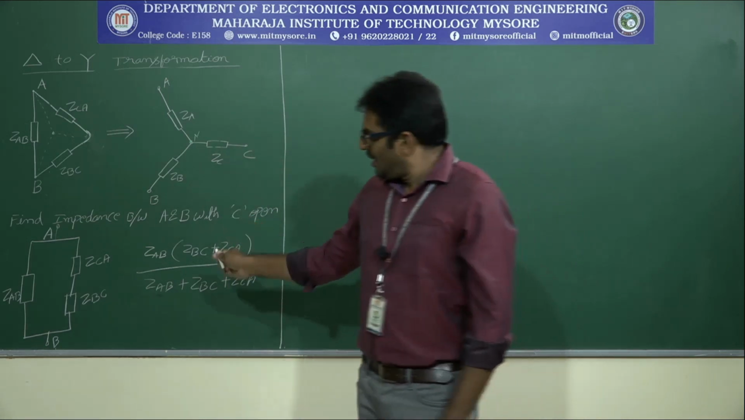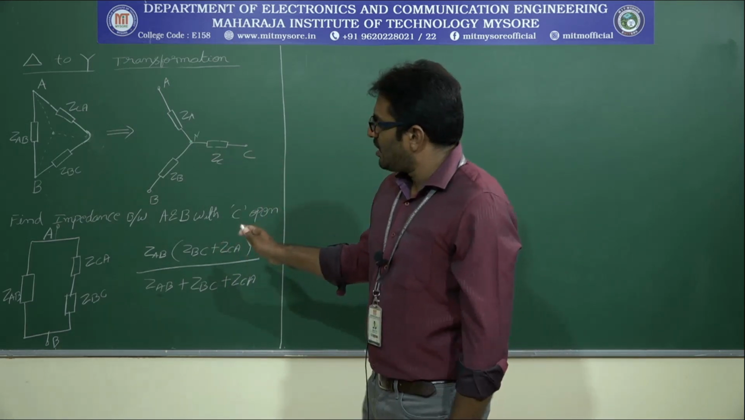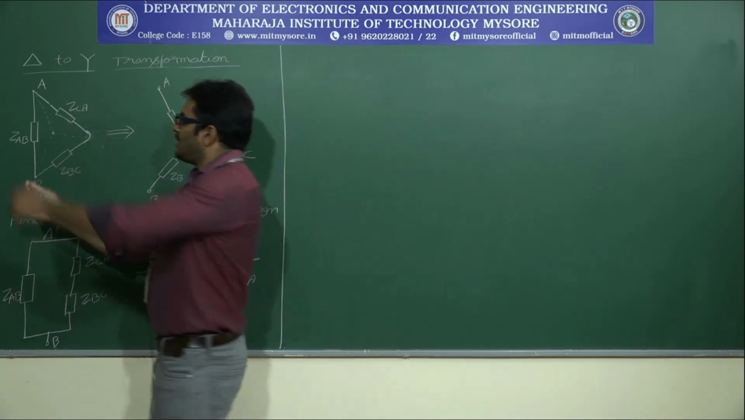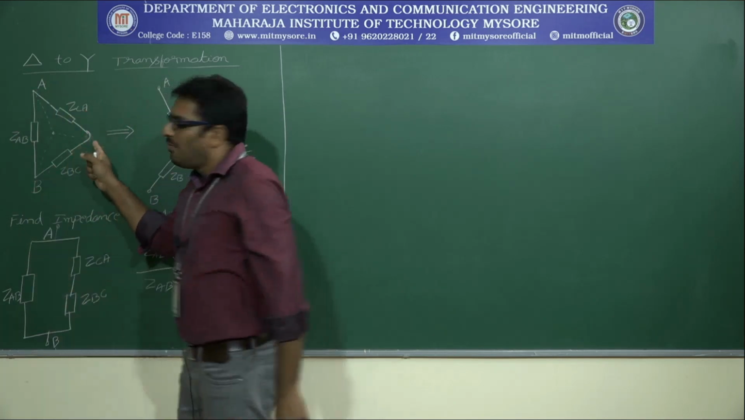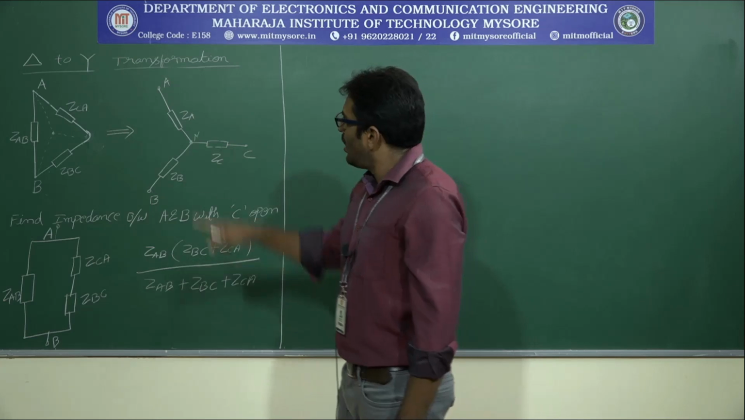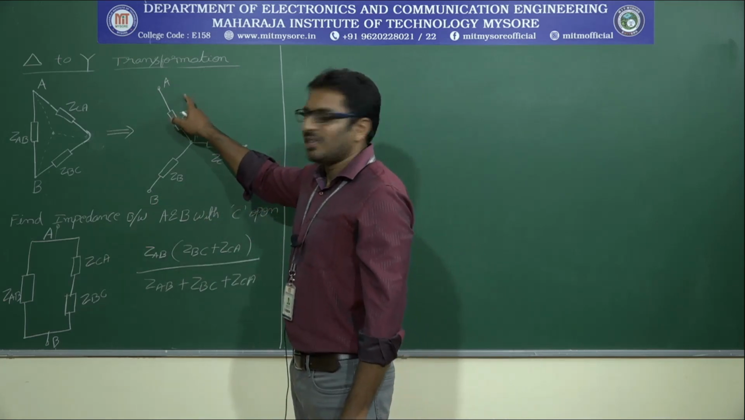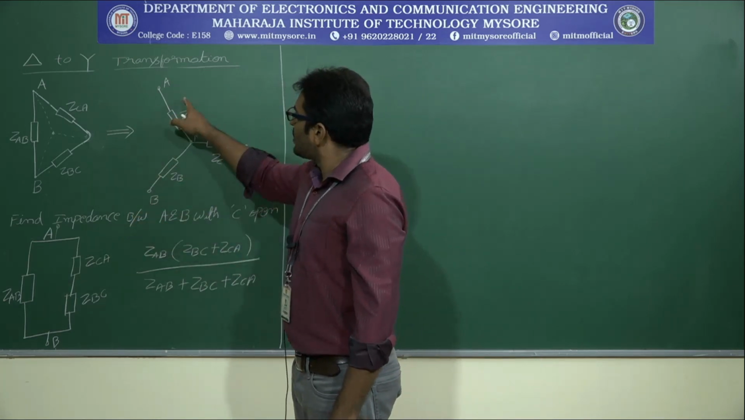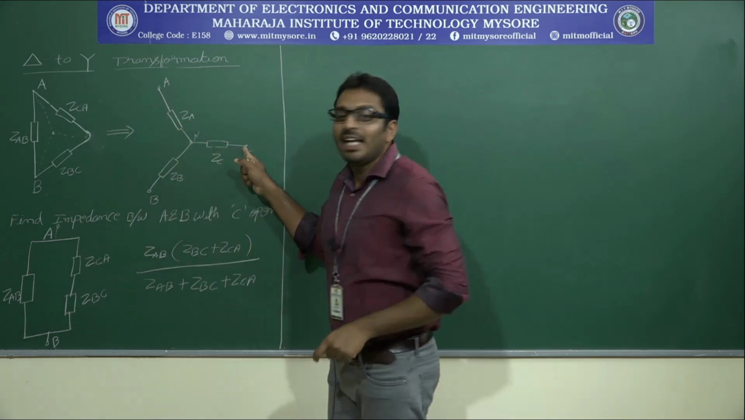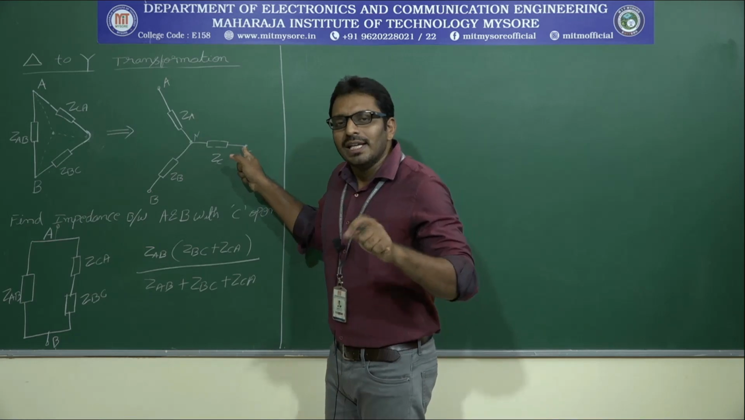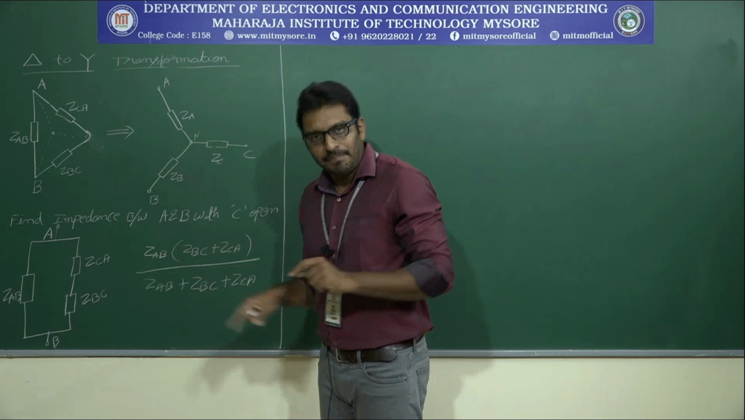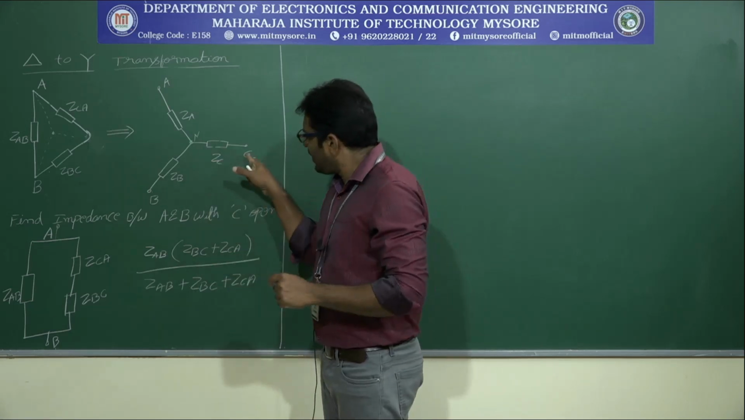Okay. So this is the equation in delta connection. In delta connection, impedance is measured between A and B with C open. In the same way, in star connection, this is for delta. In star connection, impedance is measured between A and B with C open, which means current does not flow through ZC because it is a free terminal.